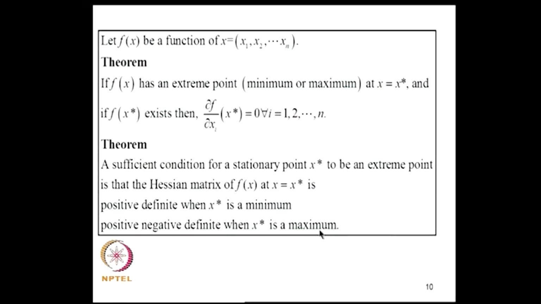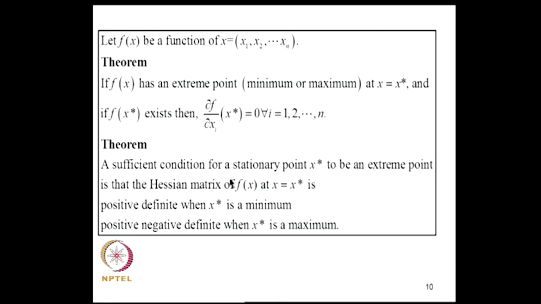Now, let us consider a function of several variables. Let f of x be a function of x1, x2, x3, up to xn. If f of x has an extreme point, minimum or maximum, at x equal to x star and f of x star exists, then dou f by dou xi at x star is equal to 0 for i equal to 1 to n. Okay, these are standard results from calculus.